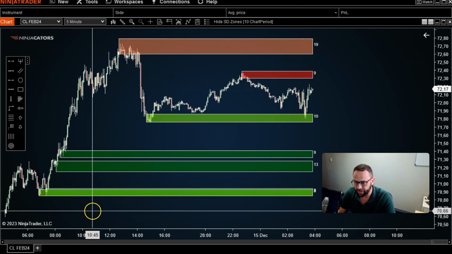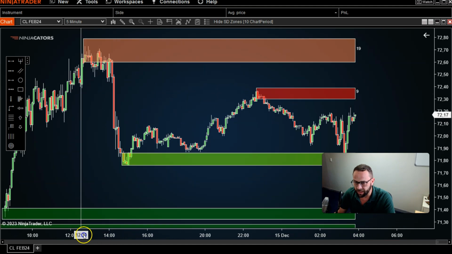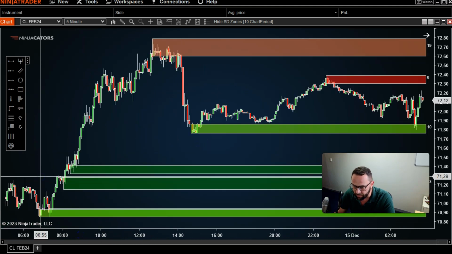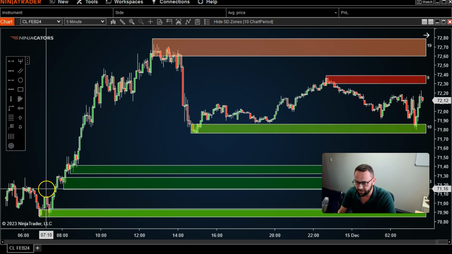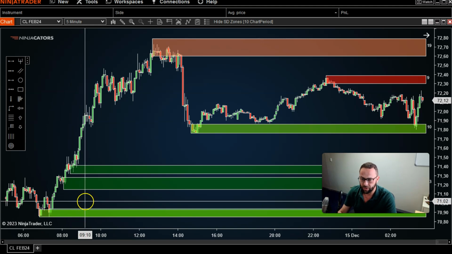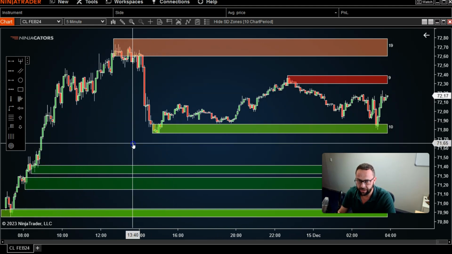Now, around about 6 a.m. morning time yesterday, that demand zone was printed, and you would have known that a lot of volume stepped in at that area, as well as order flow activity. Price moved higher, retested that zone, and then got rejected, which is typically what we'll look for as an entry.